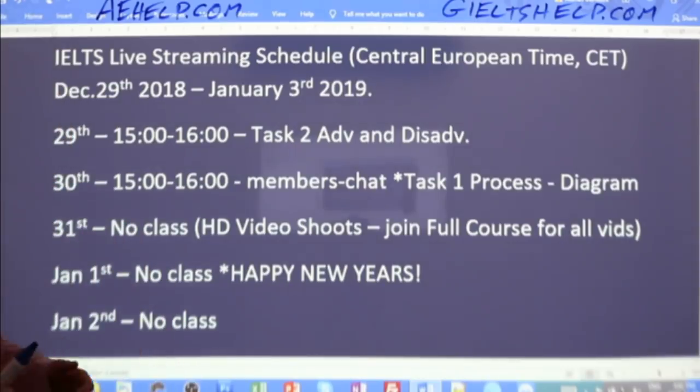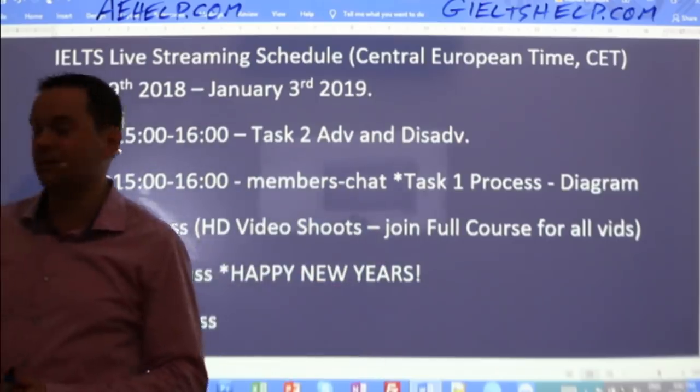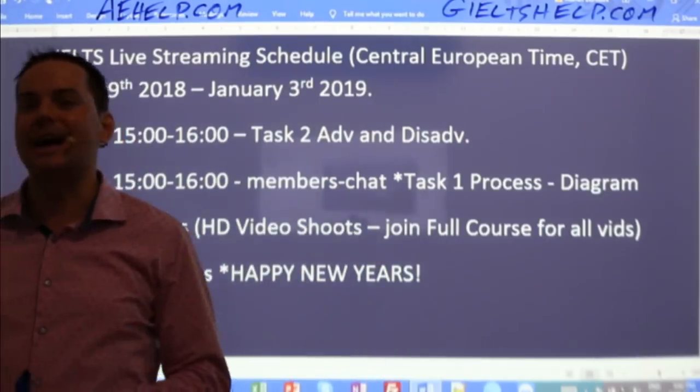Tomorrow we will be looking at a process diagram, task 1, specifically for the academic IELTS.